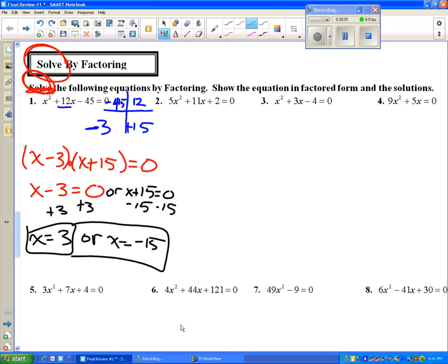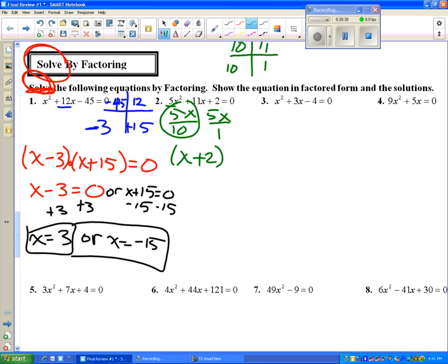So let's go to number 2. Number 2, 5x squared plus 11x plus 2. 5x squared is not a perfect square, so I have to do the California method. A times C, what multiplies to be 10, 5 times 2 is 10, and adds to be 11? That has to be 10 and 1. So my factors are 10 and 1, but I need my fractions, 5x over 10, 5x over 1. This reduces by 5 to x over 2, which becomes x plus 2. This is fully reduced, so this is 5x plus 1. This is equal to 0.